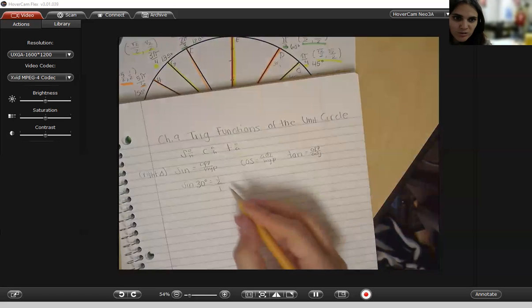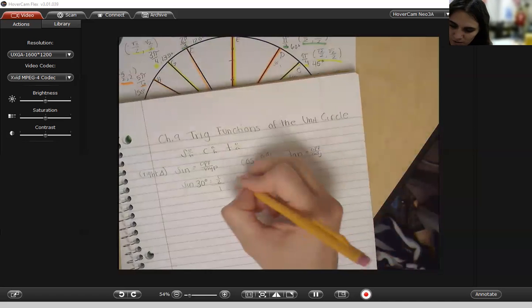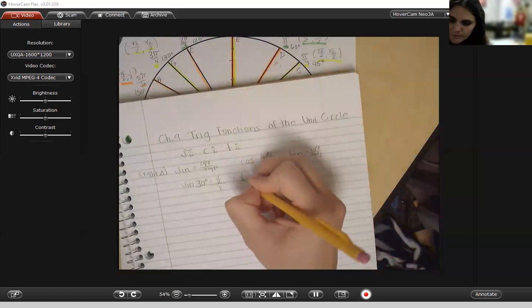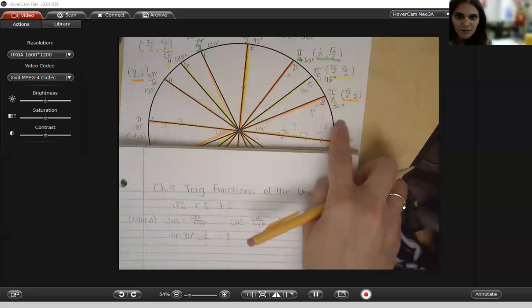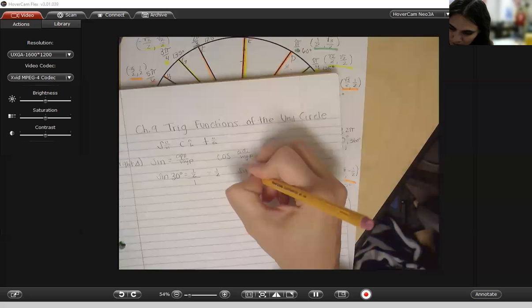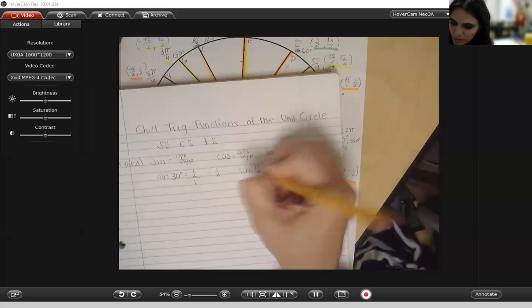Opposite over hypotenuse. What's 1/2 divided by 1? Well, it's just 1/2. And guess what? That is going to be the same thing as the sine of pi over 6. These are the same thing. The sine of pi over 6 will also be 1/2.